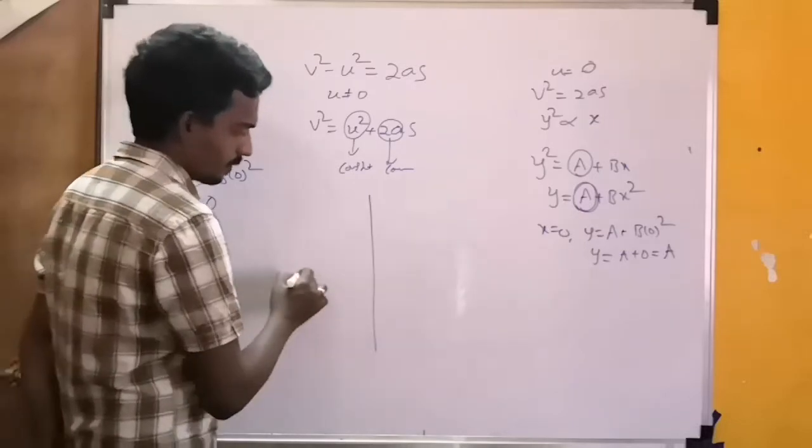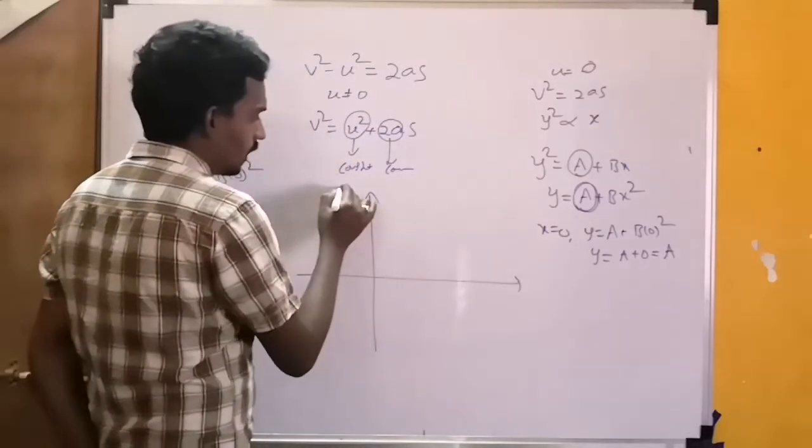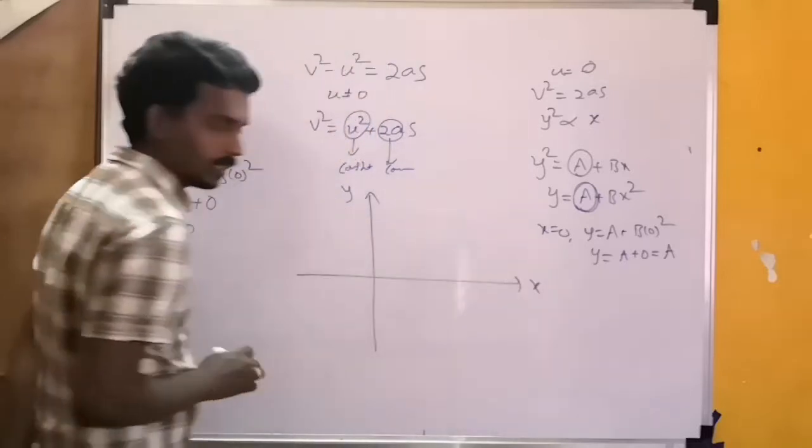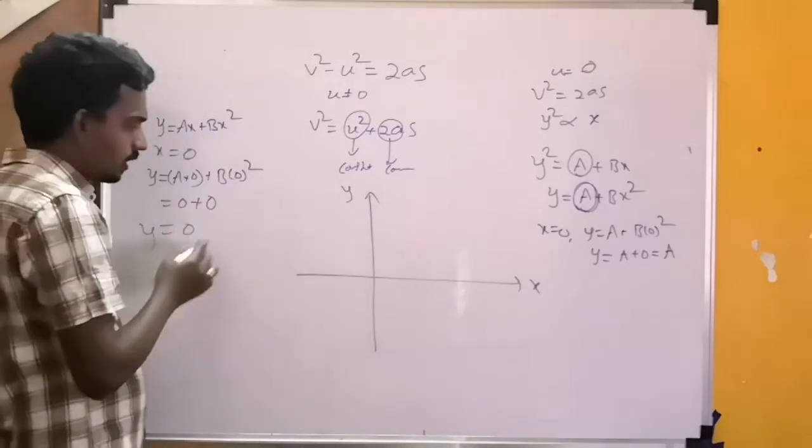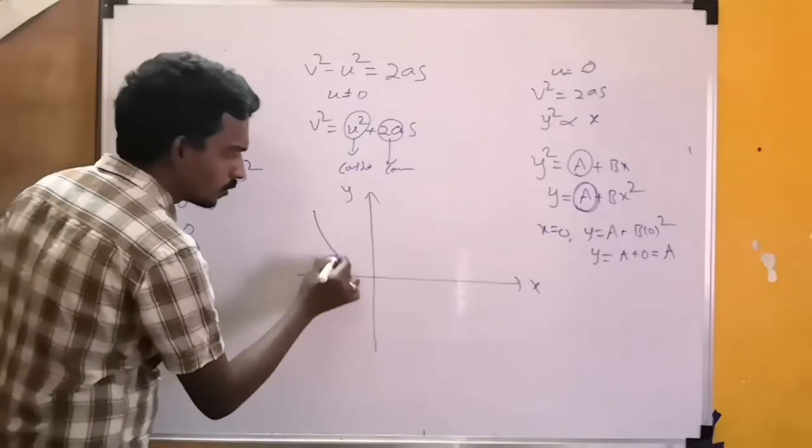Then if you take the graphical variation, if this was the equation, the graph must pass through like this.